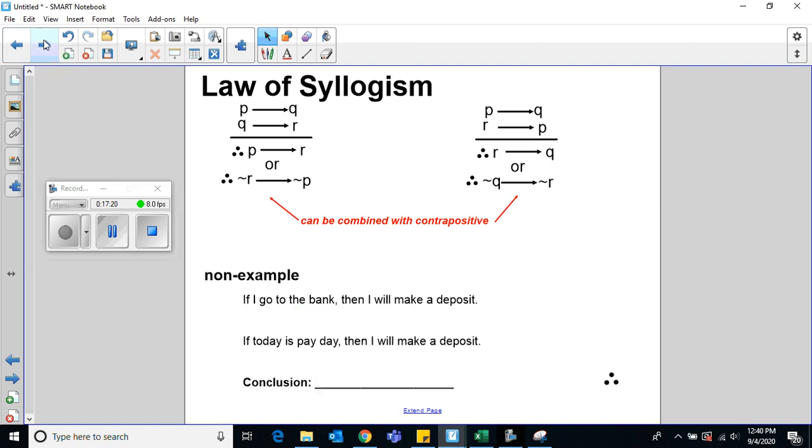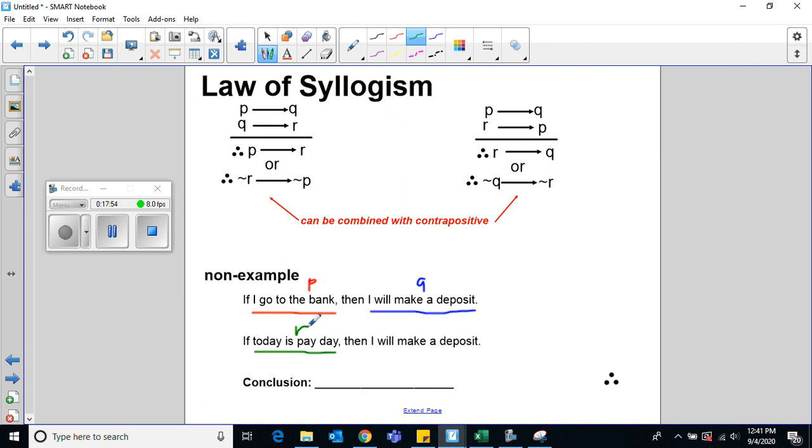Let's look at one more, which will be a non-example. So for this one, it says, if I go to the bank, so let's go ahead and start diagramming. If I go to the bank, it's P, then I will make a deposit, Q, because remember that we always start if P, then Q. And it says, if today is payday, well, I don't see anything up there about payday, so that has to be something different. So that's R. And it says, then I will make a deposit. So making a deposit, that's Q.